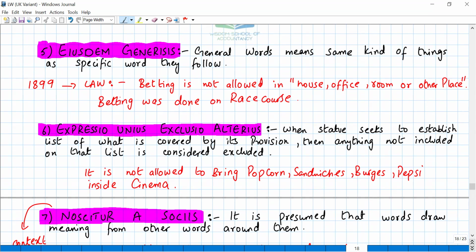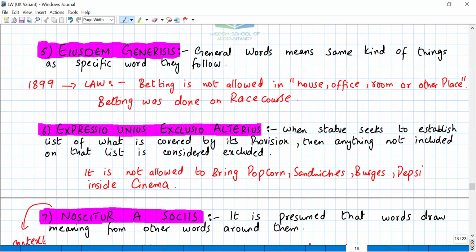It's another place. Now, what does the ejusdem generis rule say? General words mean the same kind of things as the specific words they follow. So other place is a general word and it will mean the same kind of thing as the previous words are indicating: house, office, room. Now, a very important point I am going to make. House, office, and room are all indoor places. So other place also means all types of indoor places.